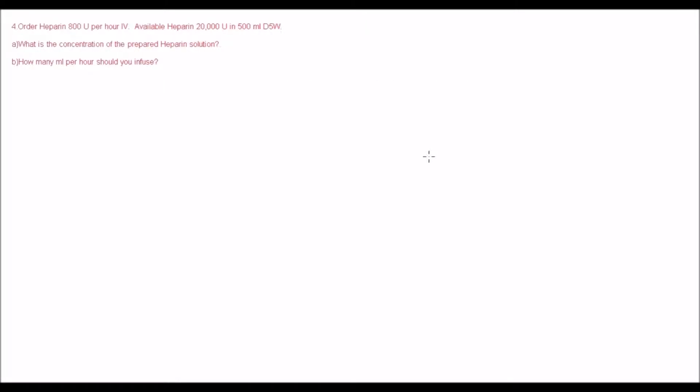Okay, so on this one, there's a slightly different type of problem. On part A, it's asking us for the concentration. So all we have given to us is units and milliliters. So basically to find the concentration, we're just going to figure out how many units there are per 1 milliliter. So that's just 20,000 units divided by 500 milliliters. So that's 40 units per milliliter. So that's the answer to A, the concentration.